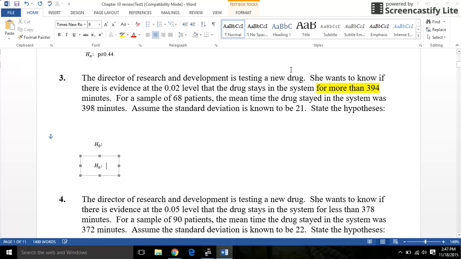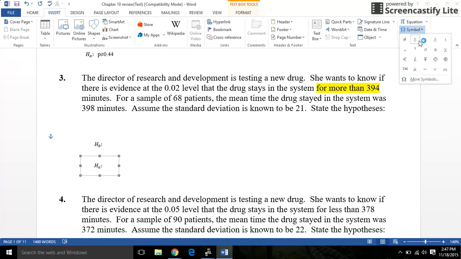Because it's an average, I'm going to put my mu sign in there for both of them. First step, make that mu because you know it's an average. You don't see a percentage or anything like that. This is greater than 394 minutes because that's what they believe. They think it stays in the system for more than that. So the null hypothesis would be the mathematical opposite of that, so it would be less than or equal to 394. Again, my numbers are the exact same, and I didn't touch anything for the sample. I just needed the population mean to talk about in my hypotheses.